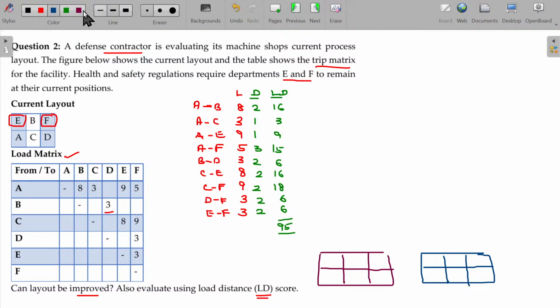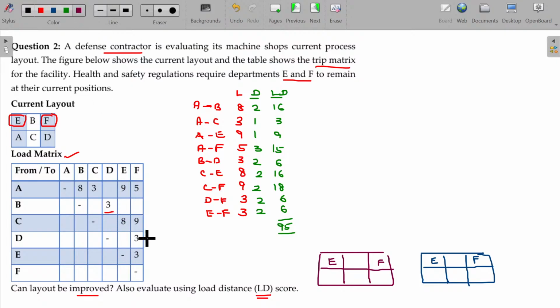Is that okay? We'll start here. E and F cannot be altered. So fix them static in the new layout also. E and F.